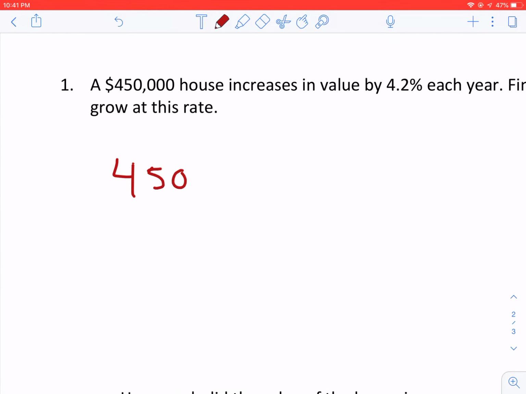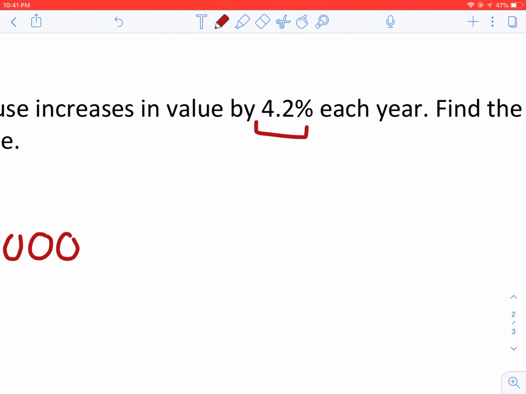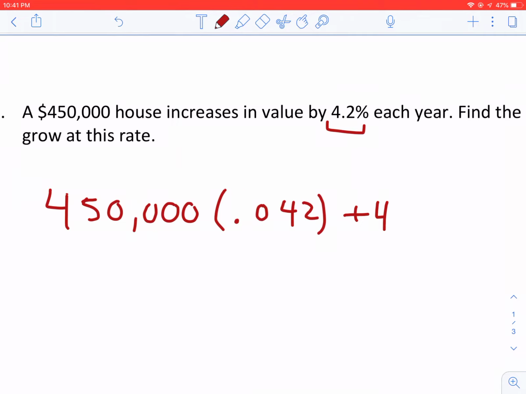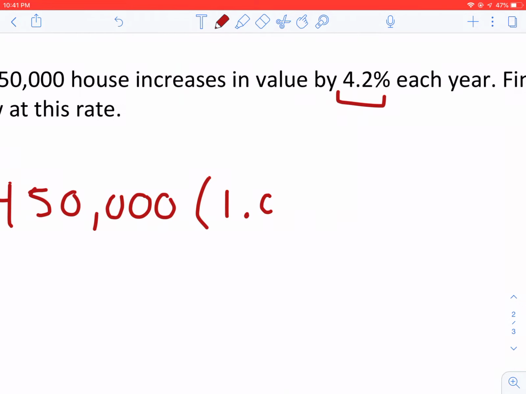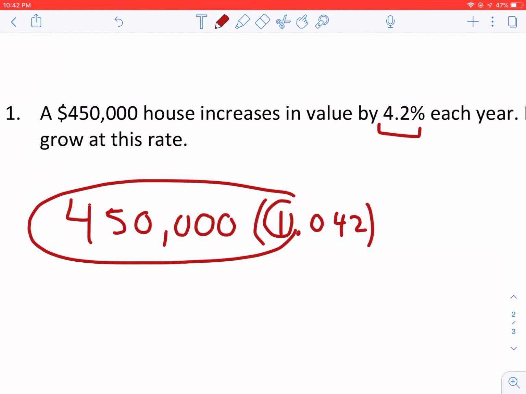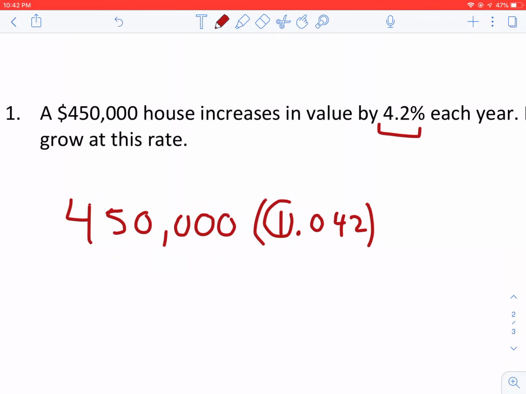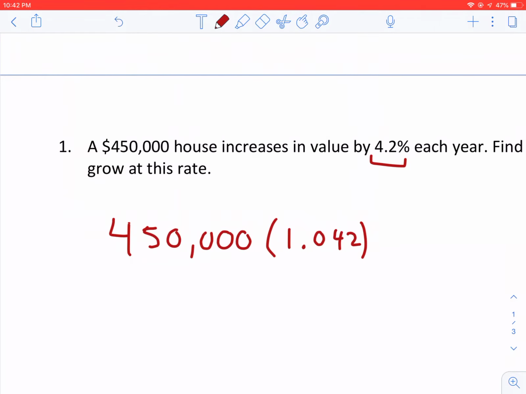Let's say I wanted to find the price after 1 year. Well, if it's growing by 4.2%, yes, I can multiply by 0.042 to get the percent increase, and then add that onto the original price. But based on what we did in the warm-up, I know this is the same thing as multiplying by 1.042. That 1 is going to account for the original 100% value of the house, and that 0.042, once I distribute or multiply, that's going to be the 4.2% increase. So to find the value of the house after 1 year, I just multiply by 1.042.